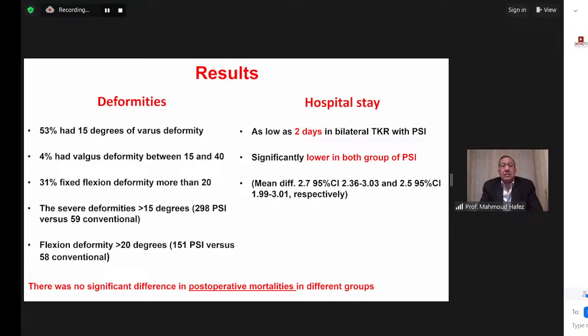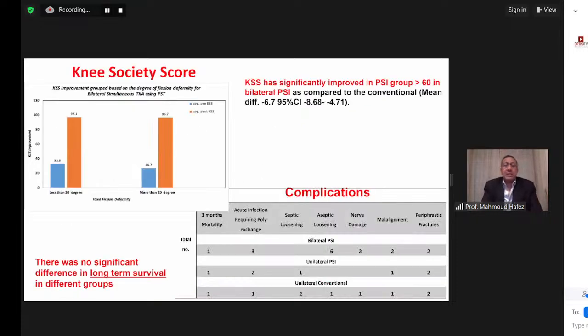Severe deformities, as you can see here, more than 15 degrees. We had a large number in the PSI group with a flexion deformity of more than 20 degrees. Again, a large number in the PSI group. Regarding hospital stay, nowadays most patients stay 2 days after bilateral with a PSI. Very few patients do the operation today and go home the next morning, but most just stay for 2 days. It was significantly lower in both PSI groups with regards to hospital stay.